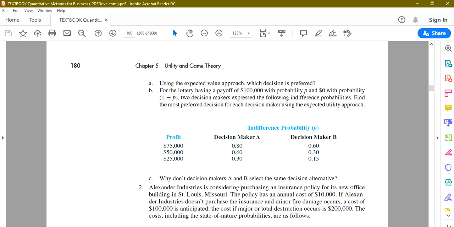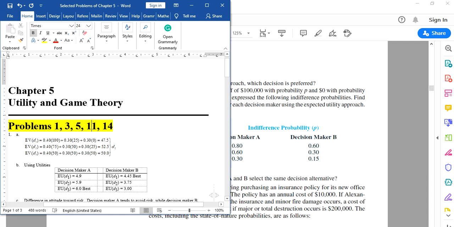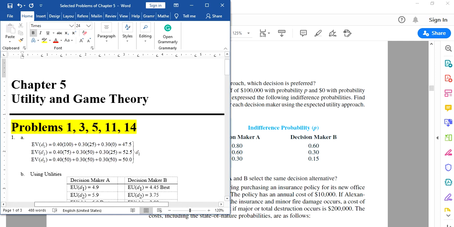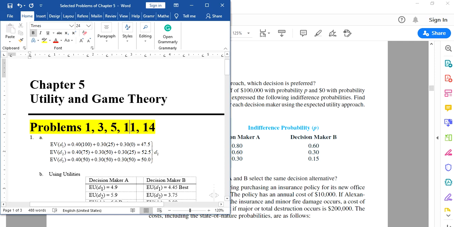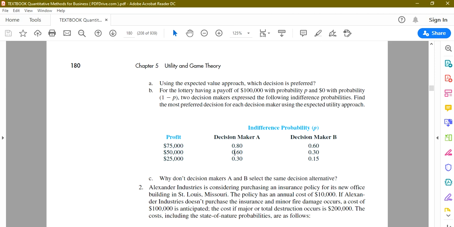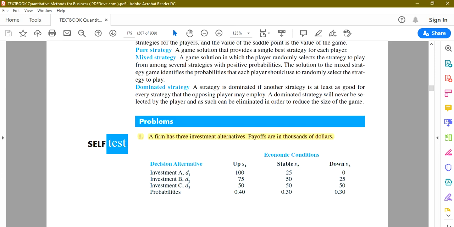And these are the probabilities associated with each of them. Now the question is asking us, use the expected value approach, which decision is preferred? So we should know that the highest expected value is the preferred decision. So we calculate them as it's given here. We calculate them and we get these results over here, and the highest one is decision 2, investment B.